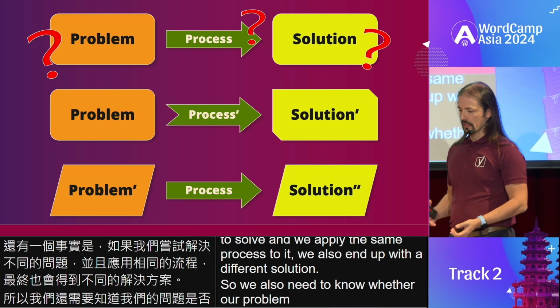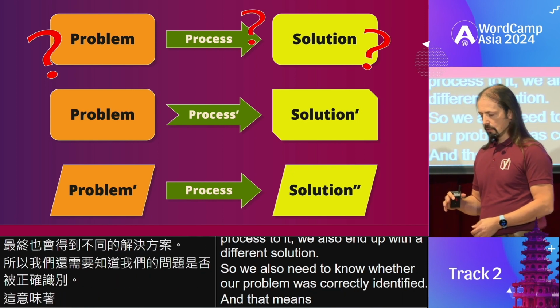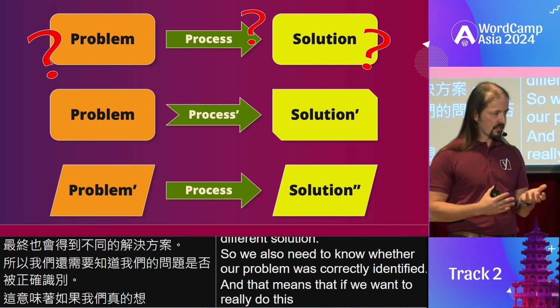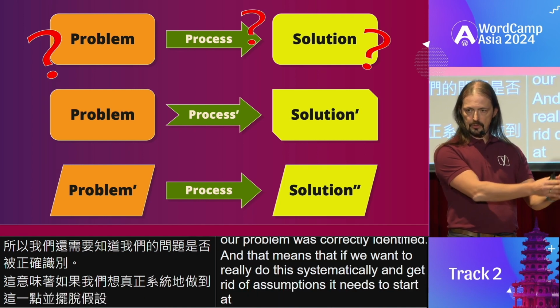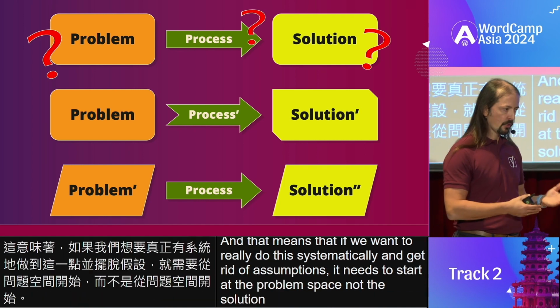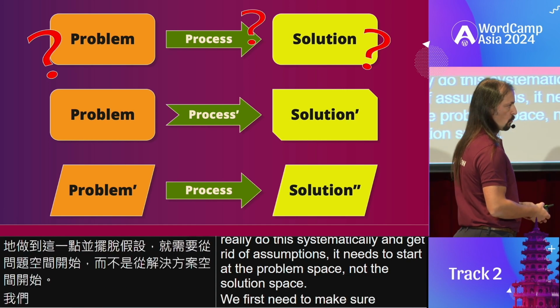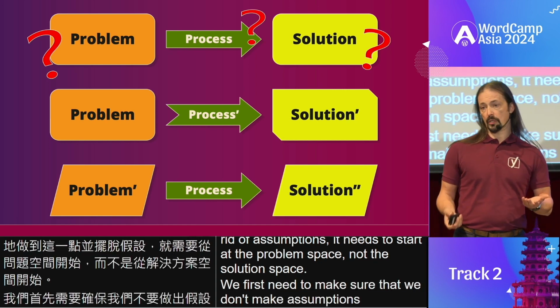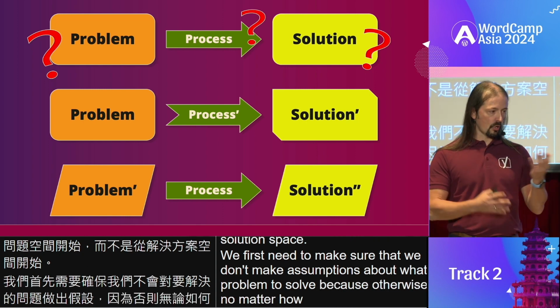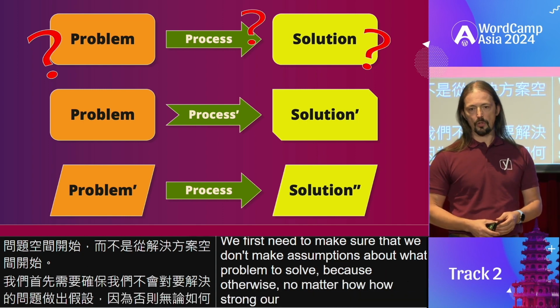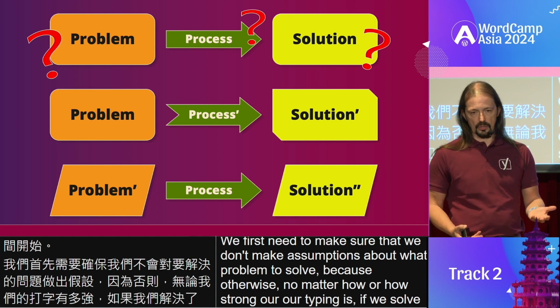And that means that if we want to really do this systematically and get rid of assumptions, it needs to start at the problem space, not the solution space. We first need to make sure that we don't make assumptions about what problem to solve. Because otherwise, no matter how strong our typing is, if we solve the wrong problem, it's just bad.